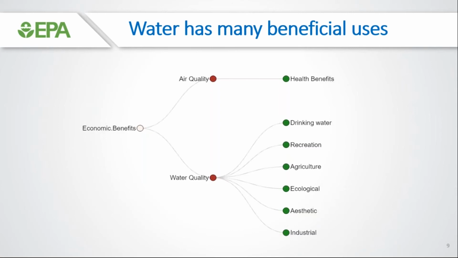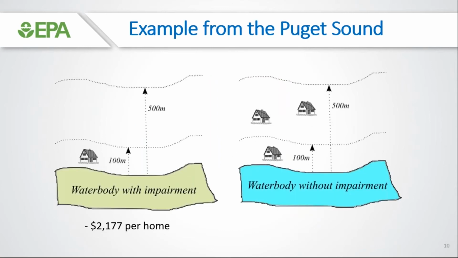So I want to go through a short example of some research that I've conducted in the Puget Sound using the hedonic property value models to give you an idea of how these models work. So I conducted a study in one county surrounding on the edge of the Puget Sound, and I looked at property sales over a range of about 10 years.